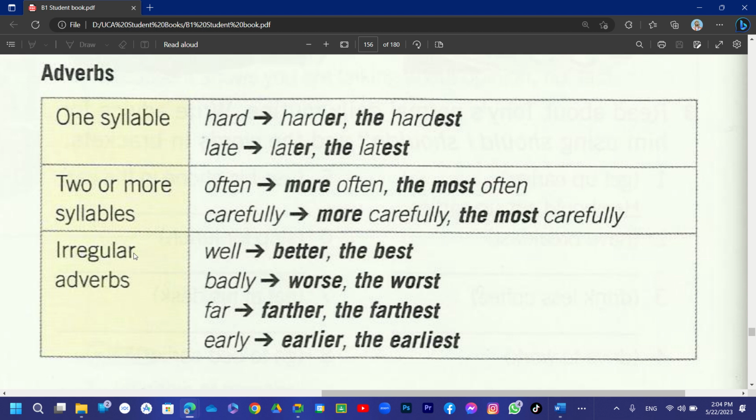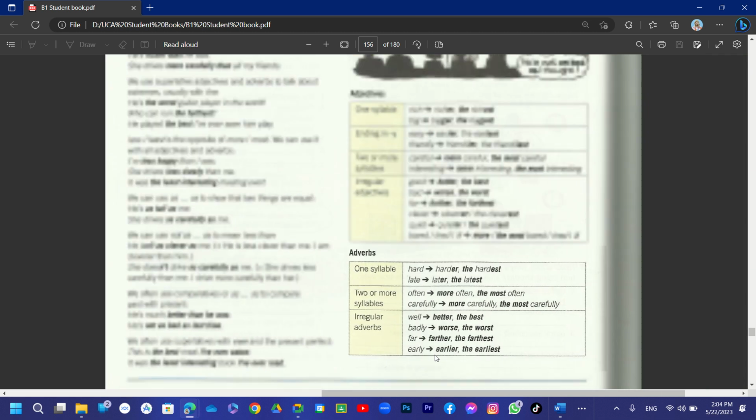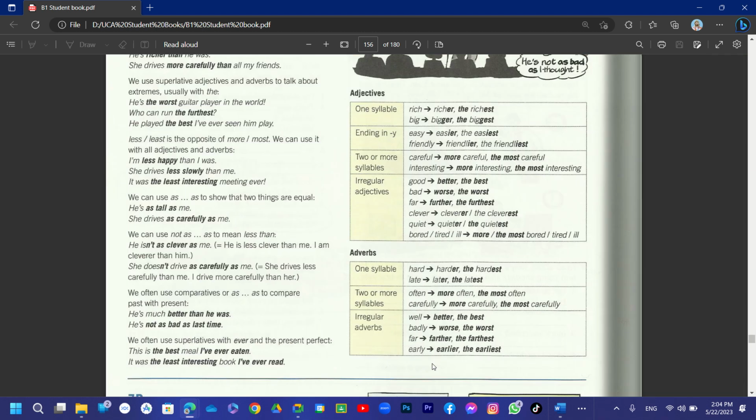And it also has some irregular adverbs. So well, which is the adverb of good, changes to better and not "welly," and it doesn't take more well. Well changes to better and better changes to best. Then badly changes to worse and the worst. Far changes to farther and the farthest. Then you have early, earlier, and the earliest. Very, very simple. Do you have any questions on these little rules that we have here?